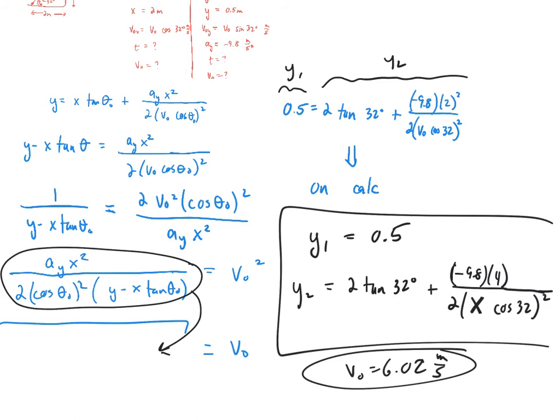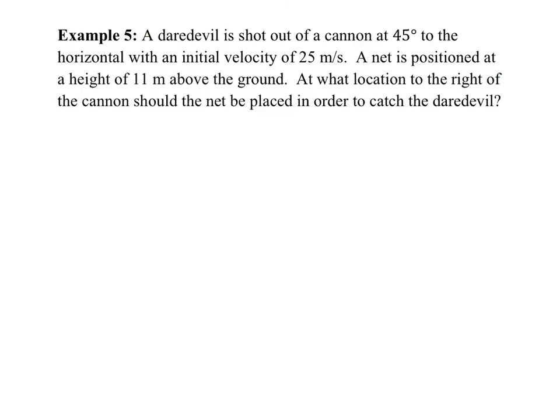That's all right. Here. So example 5 says a daredevil, like a stunt artist, is shot out of a cannon at an angle of 45 degrees to the horizontal with some initial velocity of 25 meters per second. A net is positioned at a height of 11 meters above the ground. At what location to the right of the cannon should the net be placed in order to catch the daredevil?